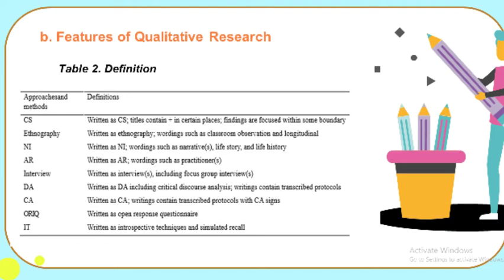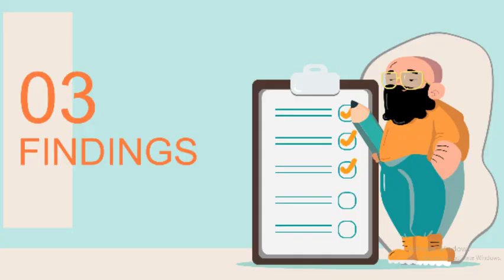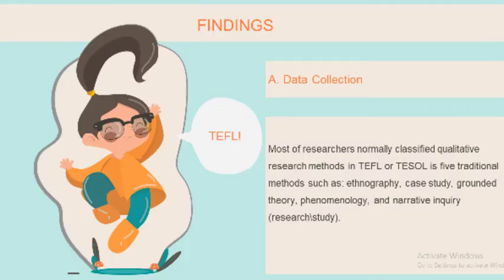For example, case study: the explanation is written as a case study. Titles contain the term in certain places, and findings are focused within some boundary. Number 3 is the findings. Findings first, data collection. Most researchers, like I said before, normally classify qualitative research methods in TEFL into 5 traditional methods such as ethnography, case study, grounded theory, phenomenology, and narrative inquiry in their study.